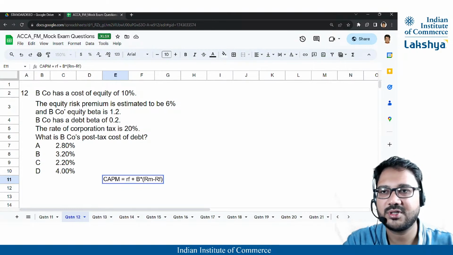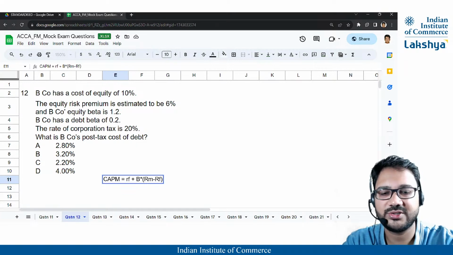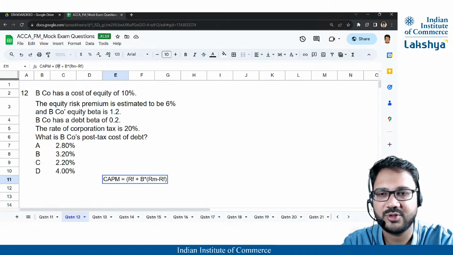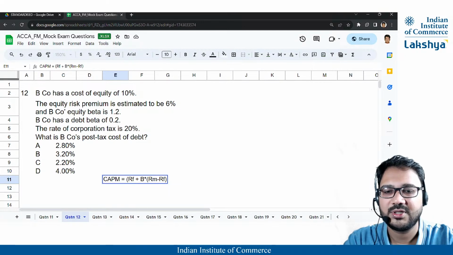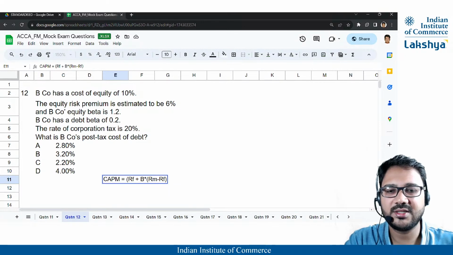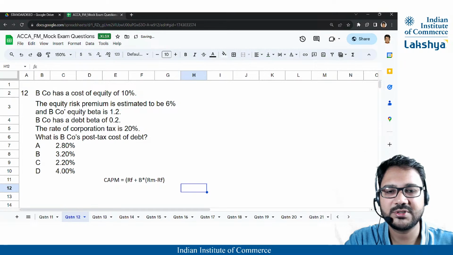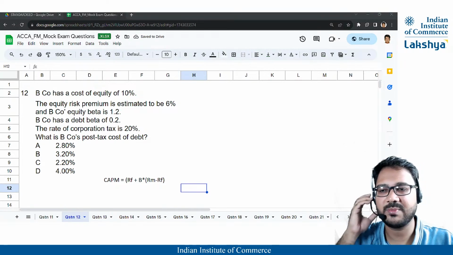Let me just write this. I just got an indication that my laptop battery is low. Just give me a second. I'll connect it to the power. Just give me a second. Be back.